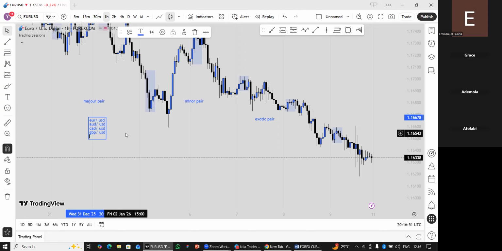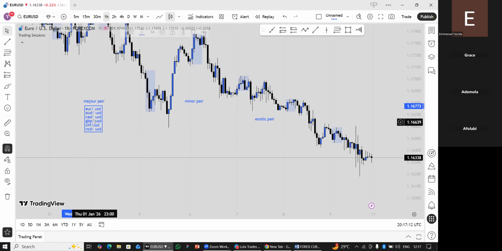So we have CHF, the Swiss franc, crossing with the US dollar. Then also the New Zealand dollar crossing with the US dollar. So these are examples of the major pairs.